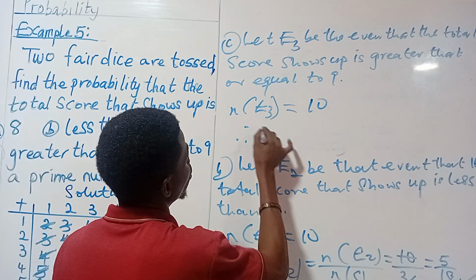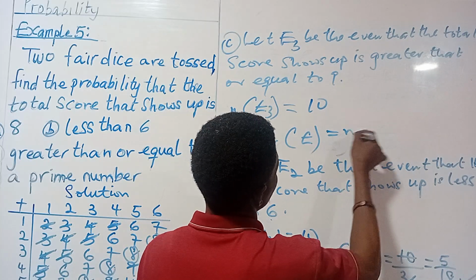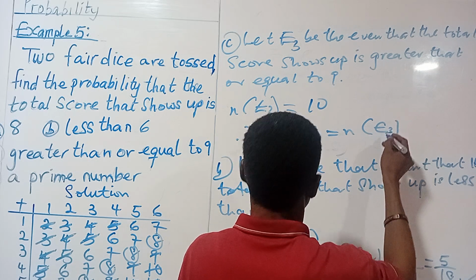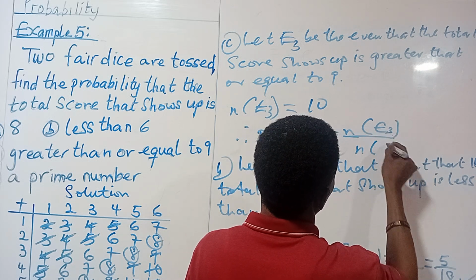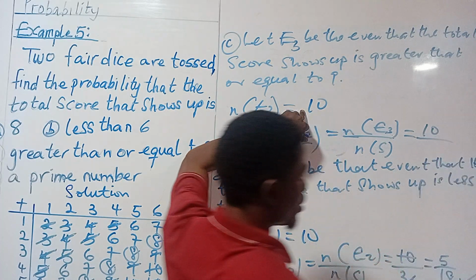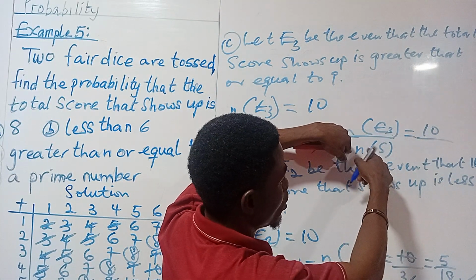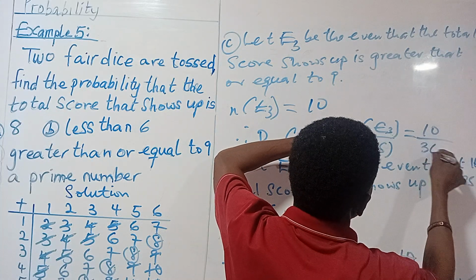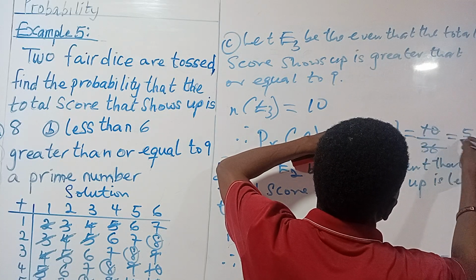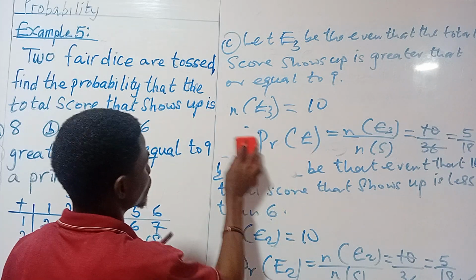Therefore, the probability of the total score greater than or equals to 9 is going to be P of E3 equals n of E3 divided by n of S. And what is E3? It is 10, which is the required outcome. Then divided by the possible outcome, n of S, which is 36. So at the same time, you can see this one will give you 5, and this one will give you 18. Is that it? Now let's go again.